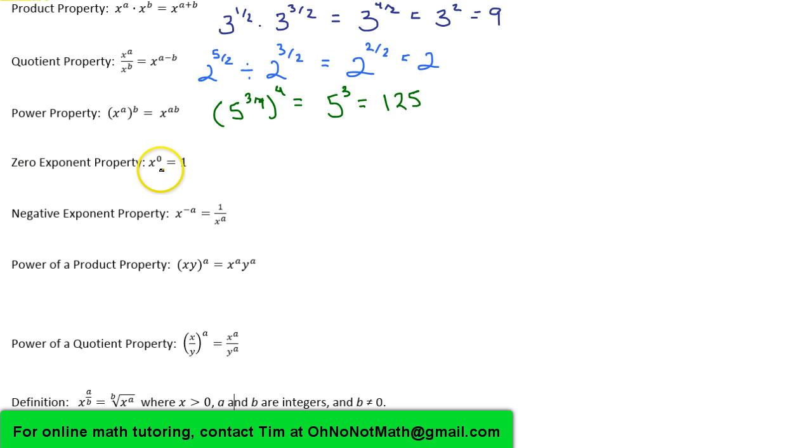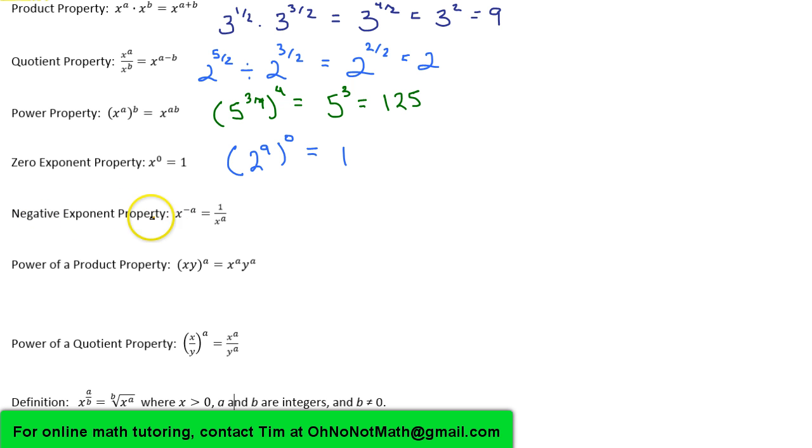The zero exponent property says that x raised to the power of 0 equals 1. So let's say we have 2 to the 9th, all raised to the power of 0. This property says that that just equals 1. So anything raised to the power of 0 equals 1.